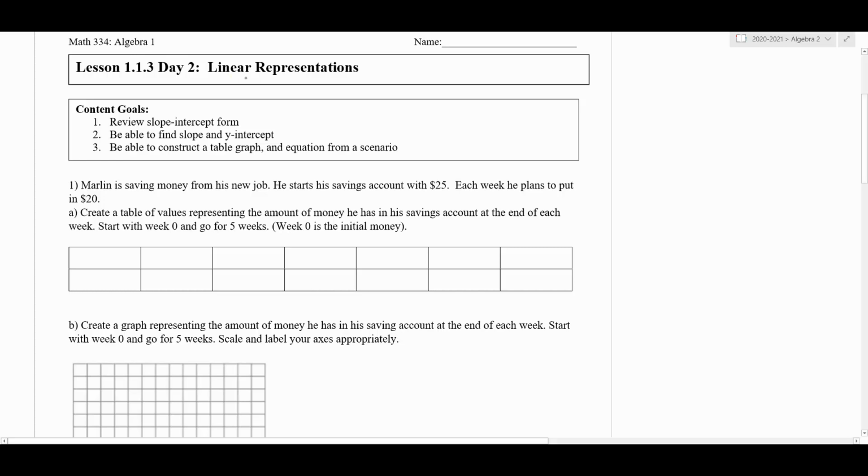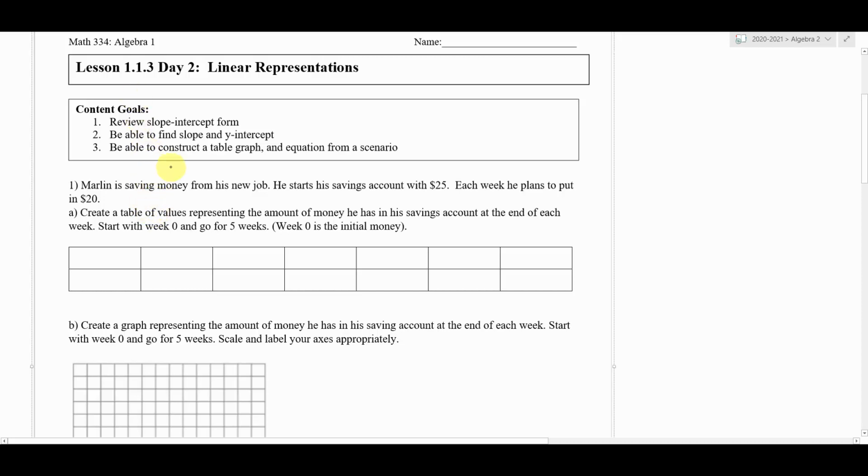We're going to be talking about linear representations today. Kind of a shift of pace from what we've been talking about the last couple of days. Our goals today are to review slope-intercept form of a line. We're also going to talk about how to find slope and the y-intercept, and we're going to be able to construct a table, graph, and an equation from a linear scenario.